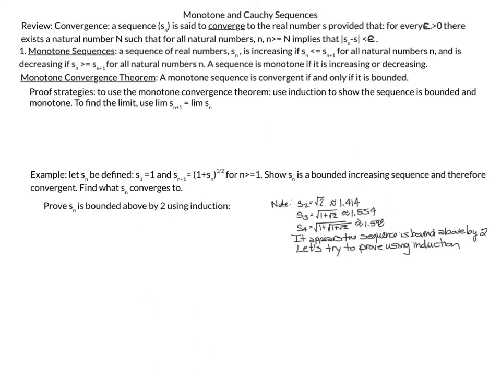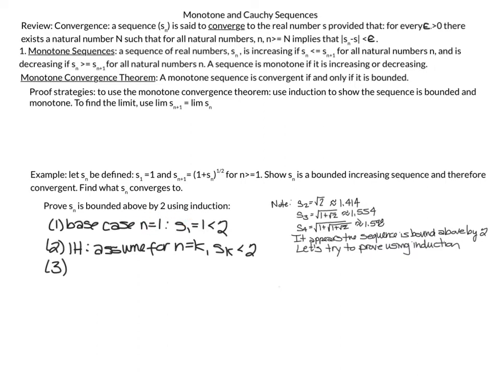I moved my work aside here, and again, this is what I want to prove, that Sn is bounded above by 2 using induction. We have our base case that n is equal to 1, and that's certainly less than 2, and then I also calculated S2, and that's less than 2. You could throw in S3 as another base case if you wanted, but our inductive hypothesis is going to be: assume that this is true for n equals k, that Sk is less than 2. And now we need to use our inductive hypothesis to show that it is necessarily true for k plus 1. In other words, S(k+1) is less than 2.